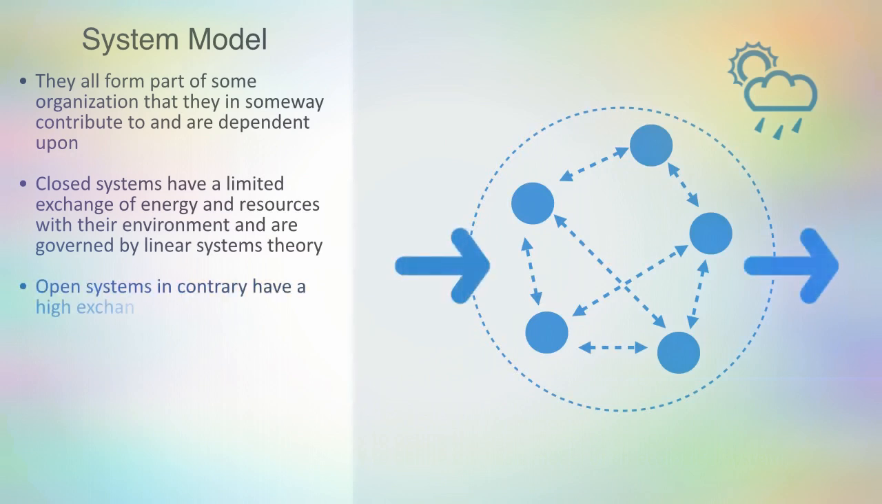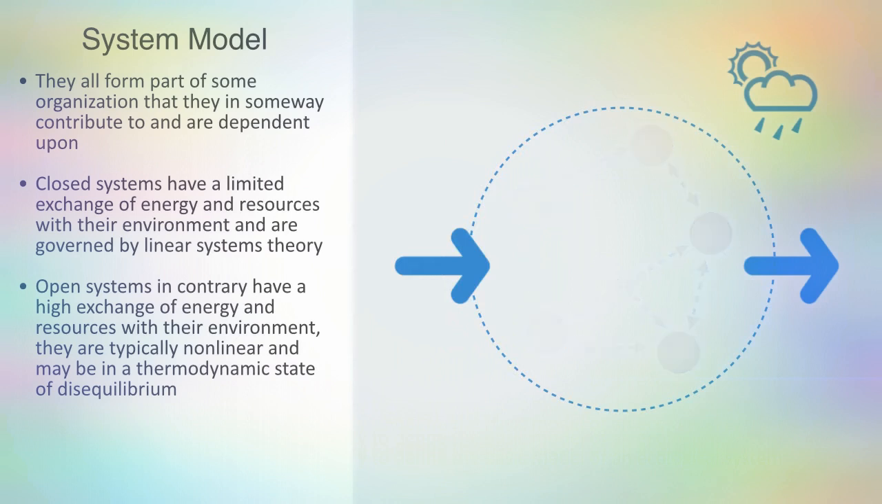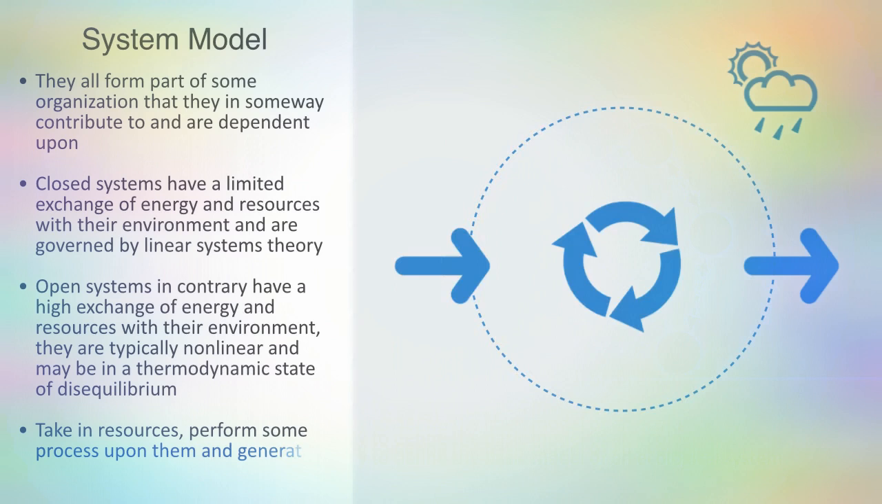They are typically non-linear and may be in a thermodynamic state of disequilibrium. A dissipative system is an open system that performs some function. They take in resources, perform some process upon them, and generate some output of energy and entropy. All biological creatures are open, dissipative systems. They have to import energy, process it, and export entropy.